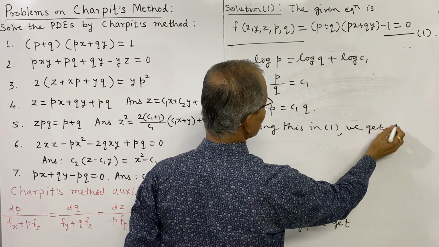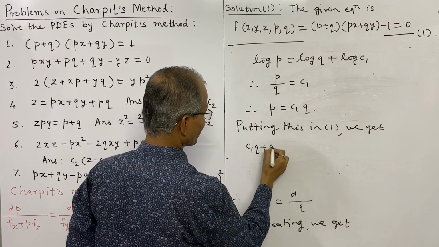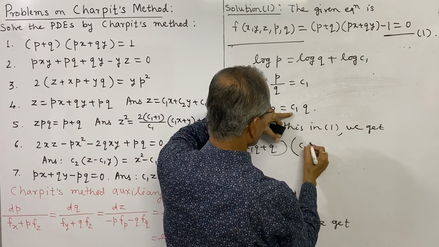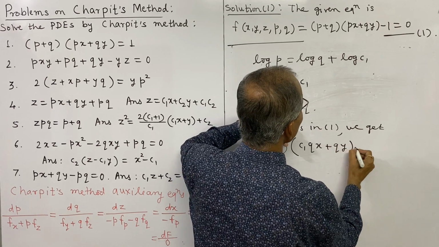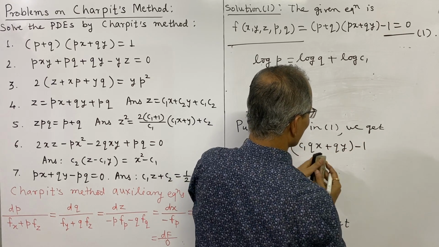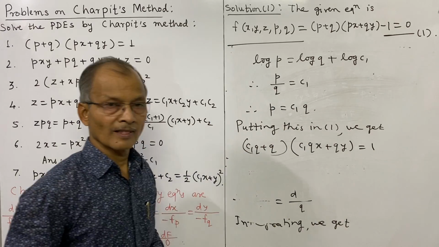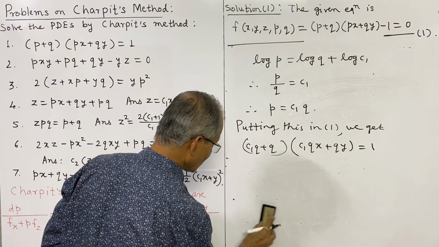See, this is p plus q. P is c1 q plus q. In another bracket, px, that is c1 q into x, plus qy and minus 1, or I shall write that minus 1 on right side as plus 1. Or from this we want the value of q, and that can be solved.